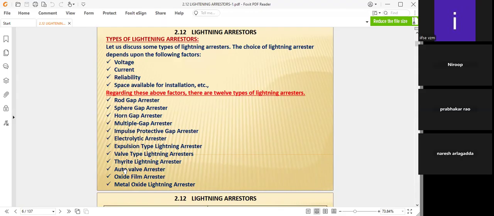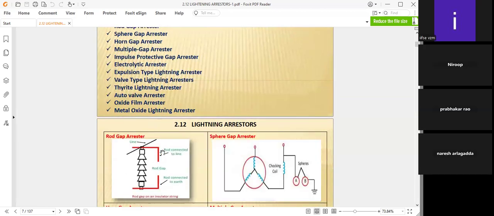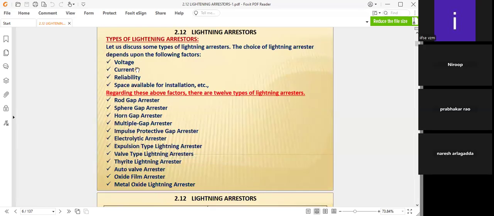Spear gap arrester, horn gap arrester, multiple gap arrester, impulse protective gap arrester, electrolytic arrester, exclusion type lightning arresters, valve type lightning arresters, ferrite lightning arresters, auto valve arresters, oxide film arresters, as well as metal oxide lightning arresters. These are the 12 types collected. There are many types, but the usage in the organization or buildings depends upon the owner or quality to decide, depending upon these four factors.